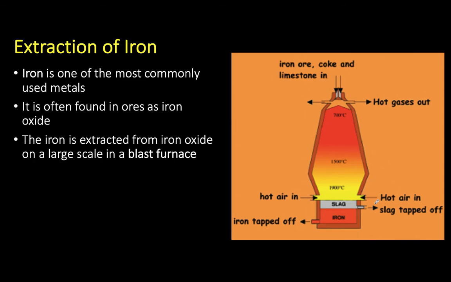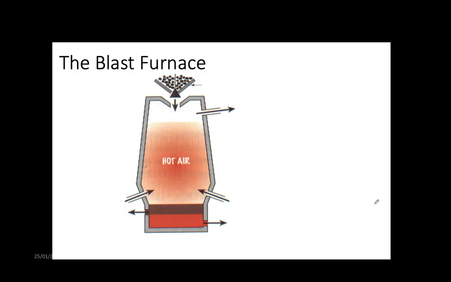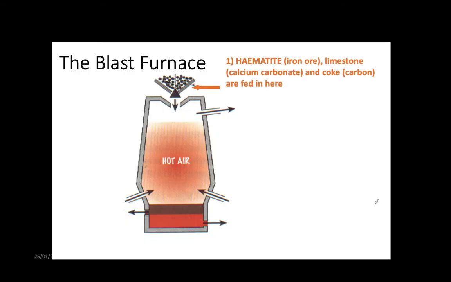Let's have a look at the extraction of iron, since iron is one of the most commonly used metals. It's often found in ores as iron oxide, and the iron is extracted from its oxide on a large scale in a blast furnace. Because it's one of the most commonly used metals, we have to extract it on an industrial scale, and we do that using this blast furnace. So, here is your blast furnace.